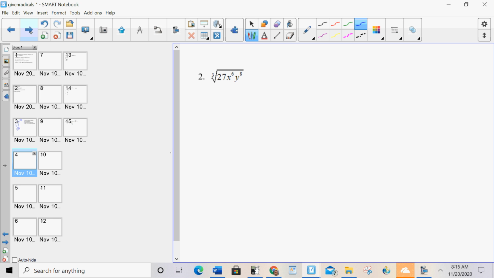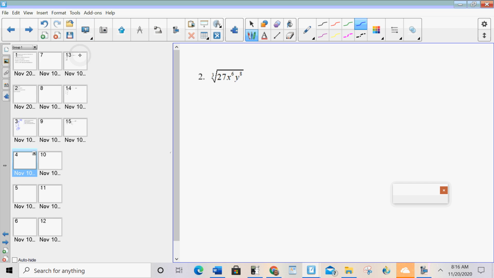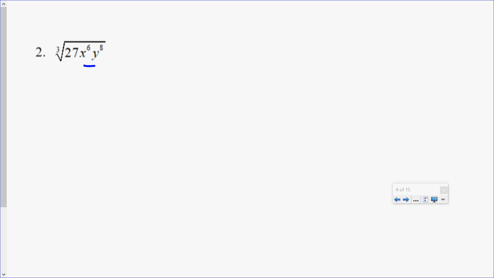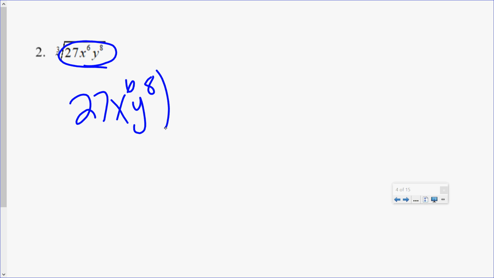Radicals are fractional exponents. Do I see a radical? Yes. So I'm going to take what's inside the radical. I'm going to put it in parentheses. The fractional exponent is the power over the root. The power this whole thing is being raised to is 1. The root is 3, so the fractional exponent is 1/3.